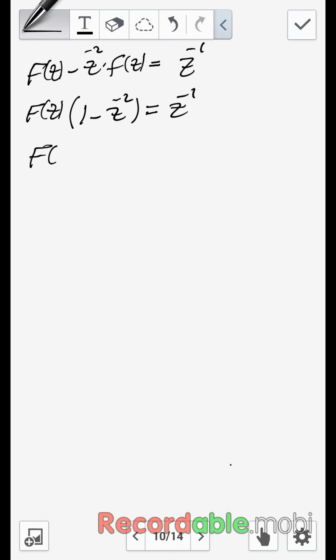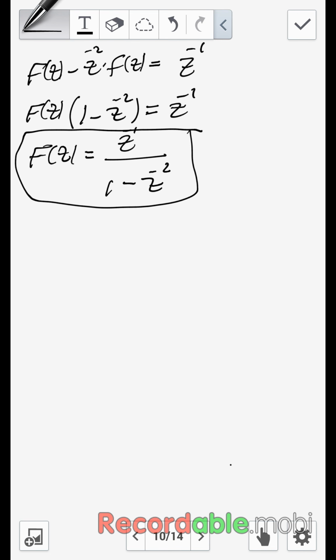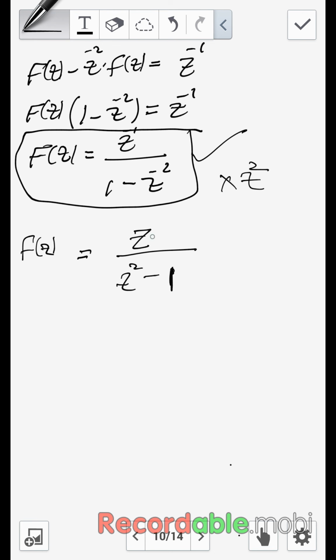Alright, so F of z will be equal to z to the power of minus 1 over 1 minus z to the power of minus 2. You can leave this as a closed form. If you multiply the numerator and denominator by z squared, you will get F of z equal to z over z squared minus 1. So this is a closed form solution for our problem.